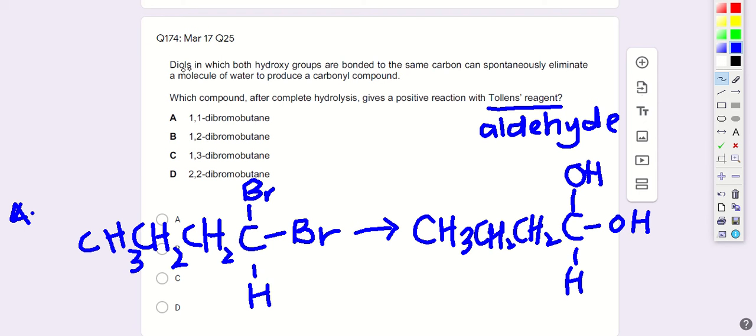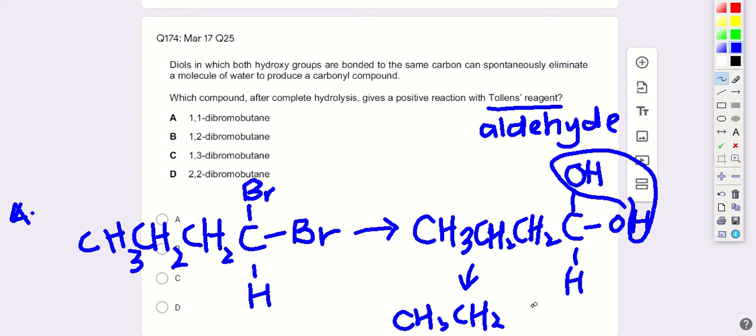You see? Diols in which both hydroxy groups are bonded to the same carbon will eliminate a water molecule. And what do you get? Okay, you will get a carbonyl compound. Double bond O and then 1 H. So this is aldehyde. Now, this will give positive reaction with Tollens reagent. Very fast. The answer is A.